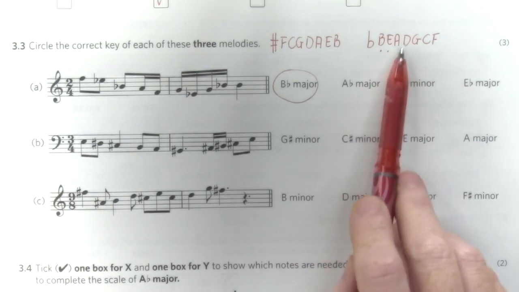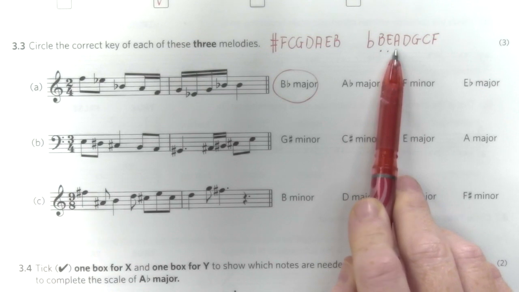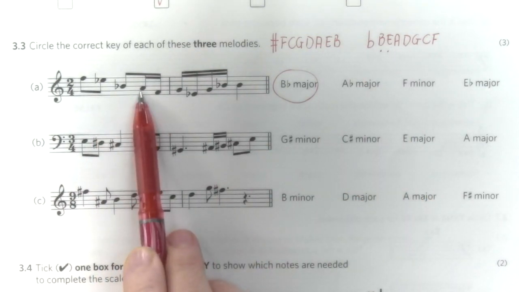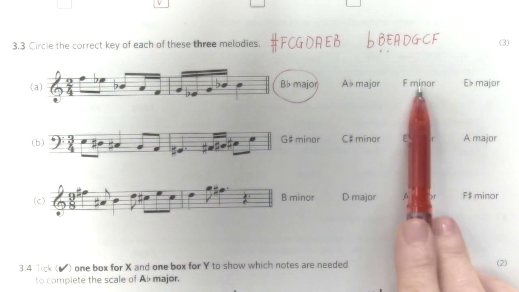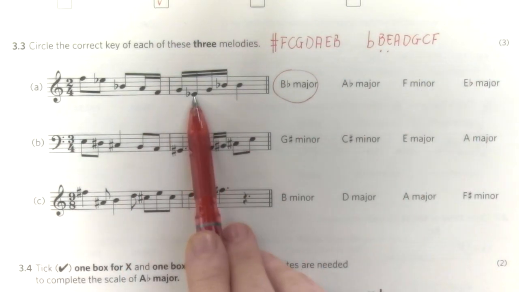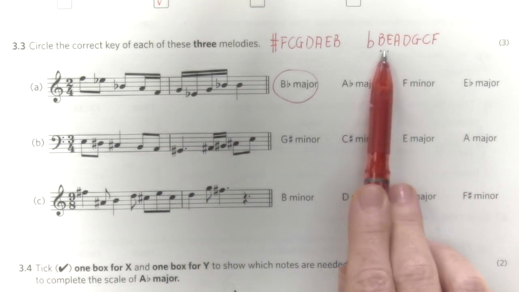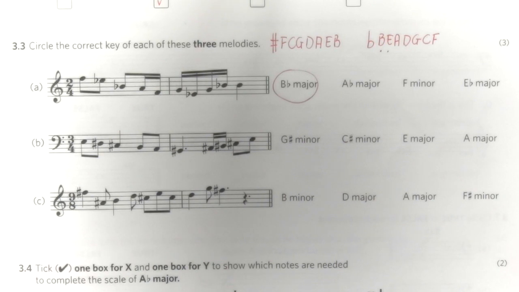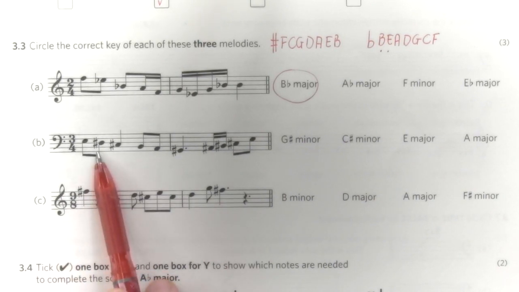In A flat major, we would have not only A flat, but also D flat, and we don't have them here. This is not flat. In F minor, we would have the leading note raised, so Mi would be natural. And in E flat major, we would have A flat, and here we don't have it. So B flat major. The next one is with sharps.